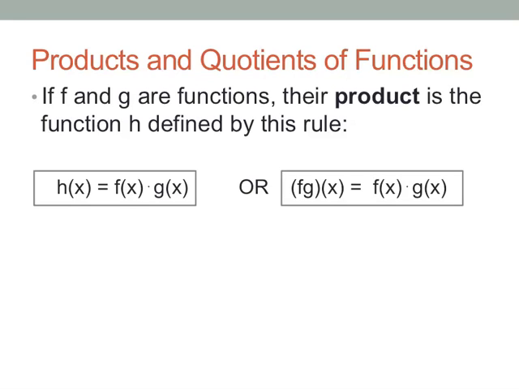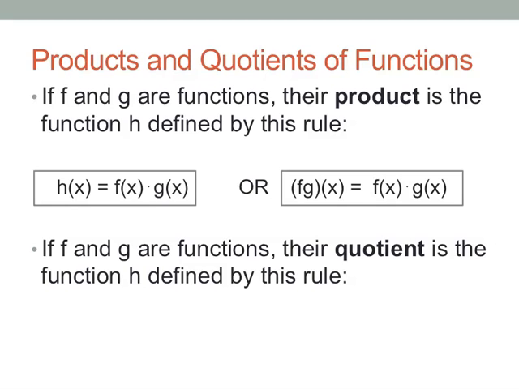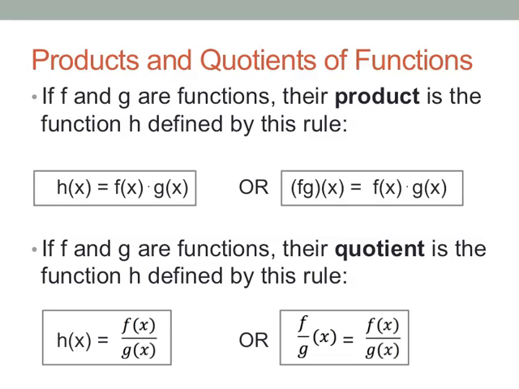Similarly with quotients, if f and g are functions, the quotient is a new function h defined by the rule f of x over g of x, or again, another way to write this is f over g of x, just so you don't have to write the x so many times.